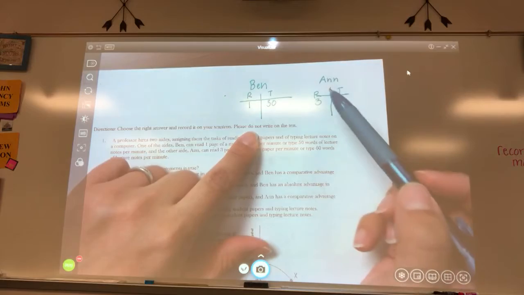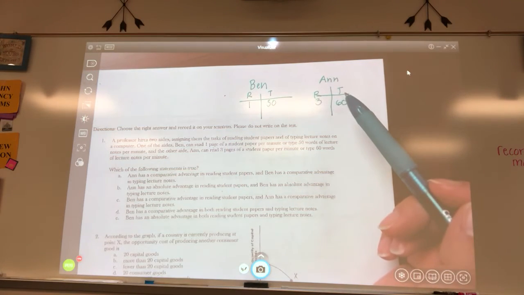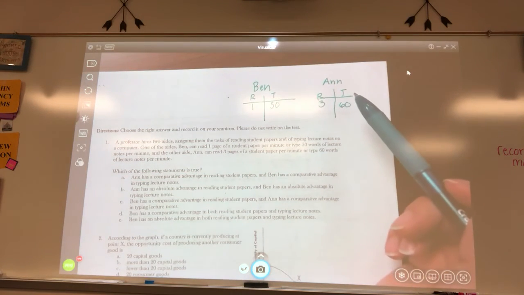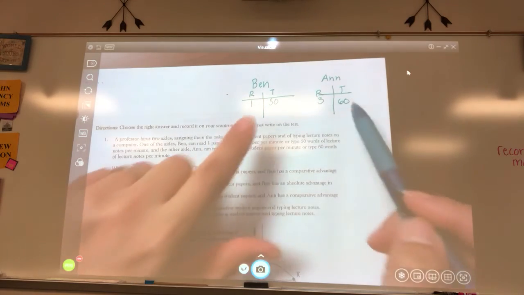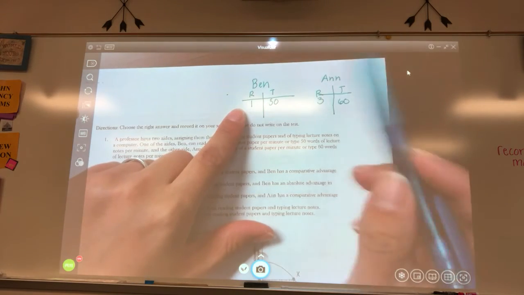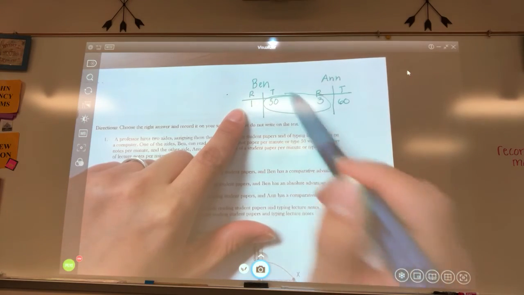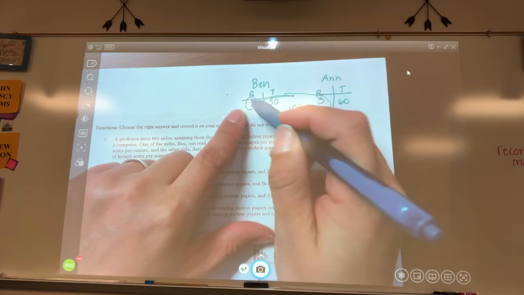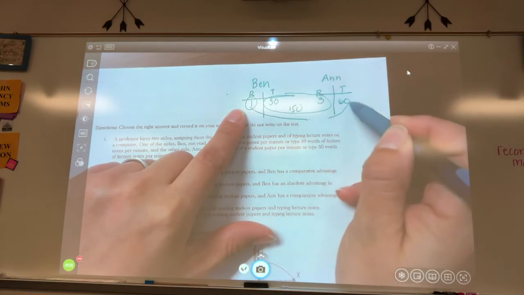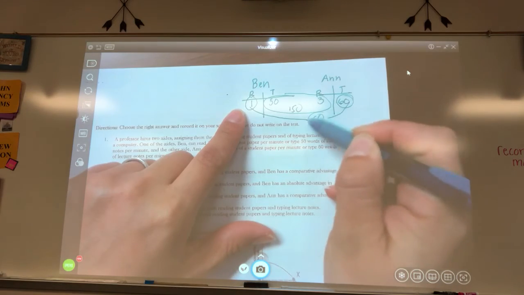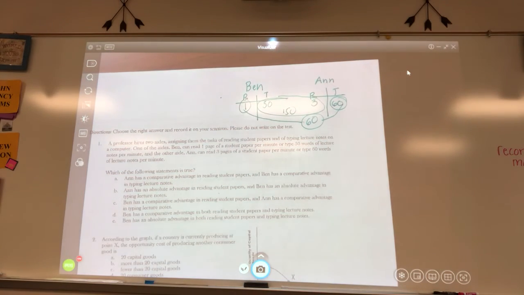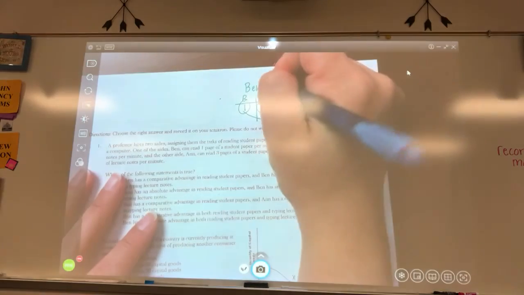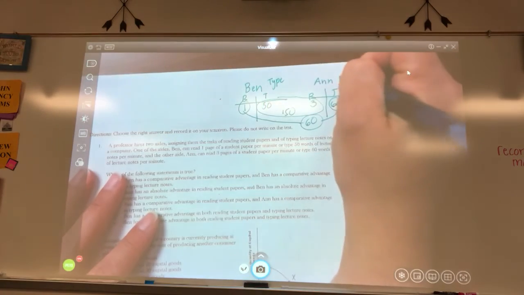So, for output, I'm gonna give you a simple cheat. Let me show you this cheat. For output, one of the things we could do is we could take the outputs of the opposite and multiply them. So if I multiply 50 times 3, what does that give me? If I multiply 1 and 60, what does that give me? 60. Which one has the greatest output? Ben doing what? Reading. Typing, and Ann doing what? So Ben needs to type and Ann needs to read.